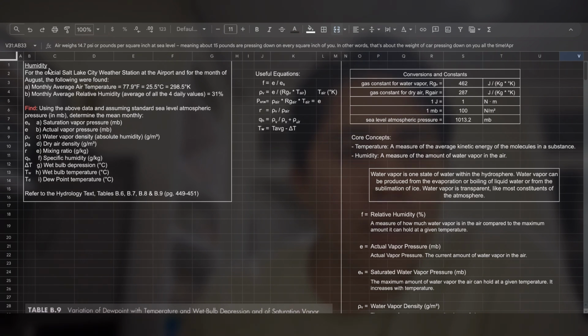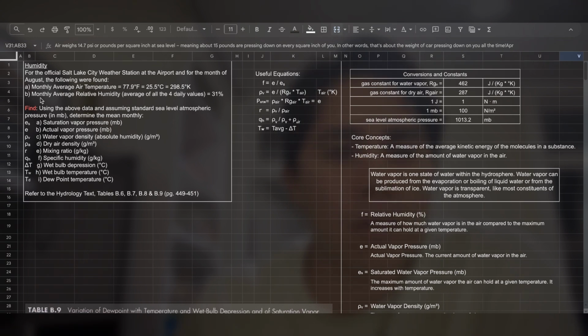So to get familiar with humidity, we have the following statement. For the official Salt Lake City weather station at the airport and for the month of August, the following were found. We're given the monthly average air temperature, 77.9 degrees Fahrenheit, which equals 25.5 degrees Celsius, and it equals 298.5 degrees Kelvin. We have all these different units of temperature because we're going to need them all to solve the following problems.